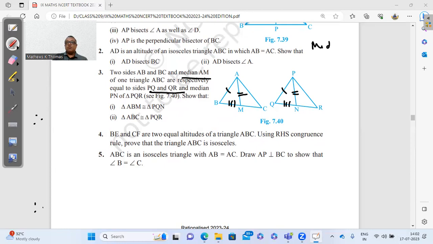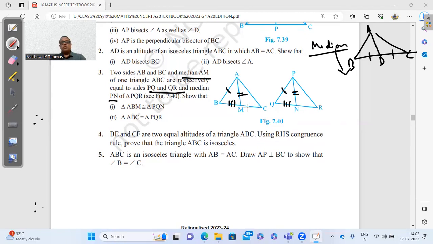Now, what is the meaning of a median? A median is a line drawn from the vertex to the midpoint of the opposite side. So if I say that AD is a median, it means a line drawn from the vertex to the midpoint of the opposite side, that means BD equals CD. So understand the meaning of the word median. Here AM and PN are medians, so they divide the sides into two equal parts. So BM equals MC and QN equals NR.